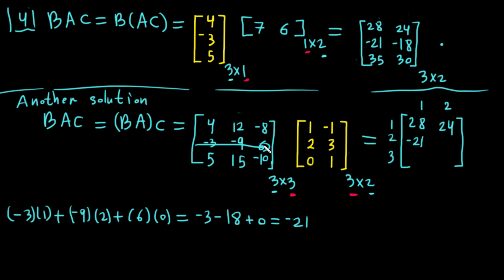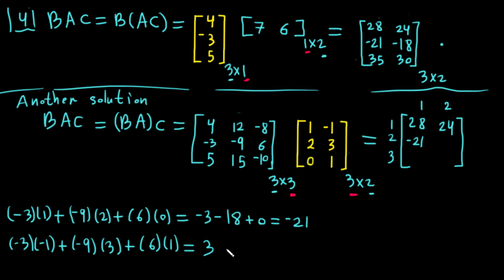Now we have to multiply the second row with the second column. So negative 3 multiplied by negative 1, plus negative 9 multiplied by 3, plus 6 multiplied by 1. Equal negative 3 multiplied by negative 1, which is 3. Negative 9 multiplied by 3, which is negative 27. 6 multiplied by 1, which is 6. Here, the positive numbers, 3 plus 6, which is 9, minus 27. The answer here will be negative 18. Let's erase these things.